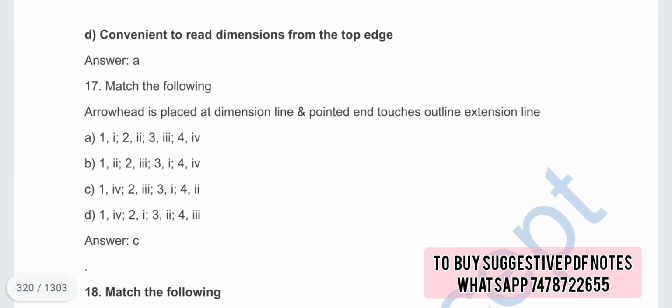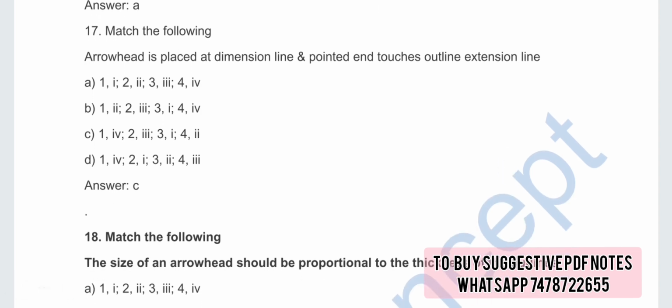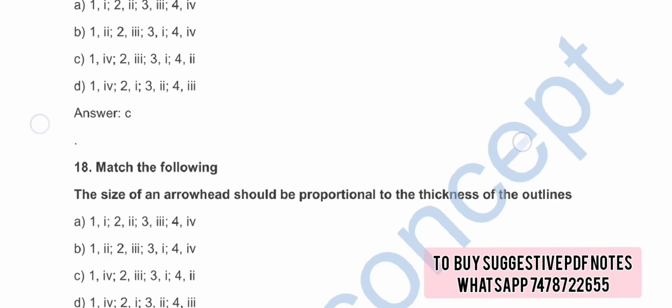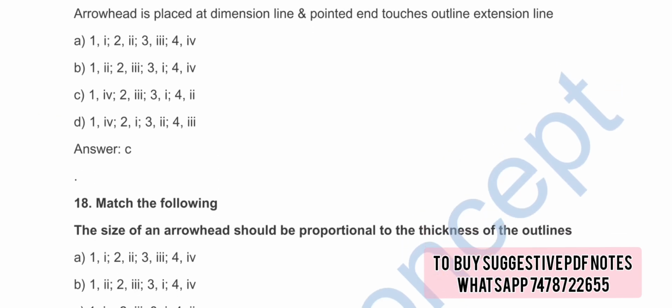Question number 17. Match the following. Arrowhead is placed at dimension line and point end touches outline extension. There is a figure, that figure is missing.